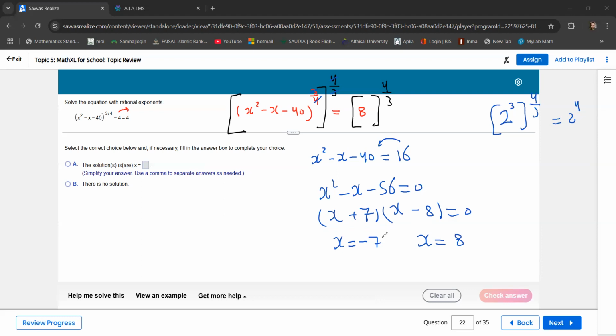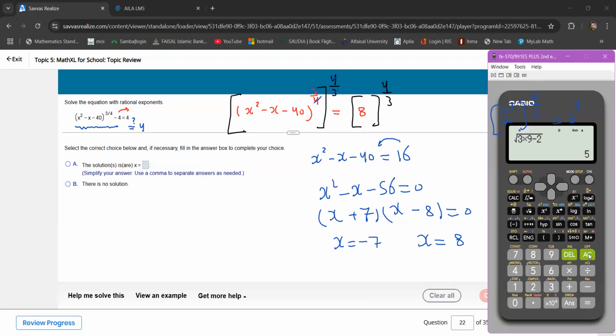Now, let's see if both are correct. I'm going to check the left-hand side with -4 with everything, and we will see if this is really equal to 4. If it's really equal to 4, it means the solution is correct. If it's not 4, the solution is incorrect.